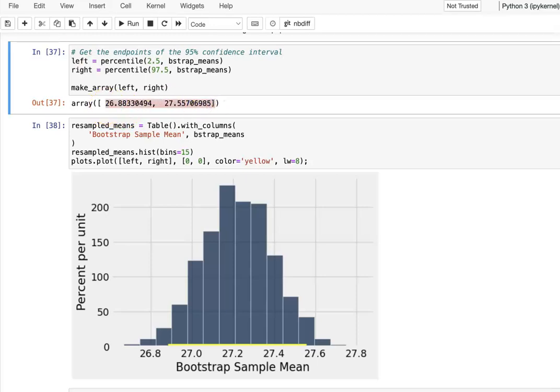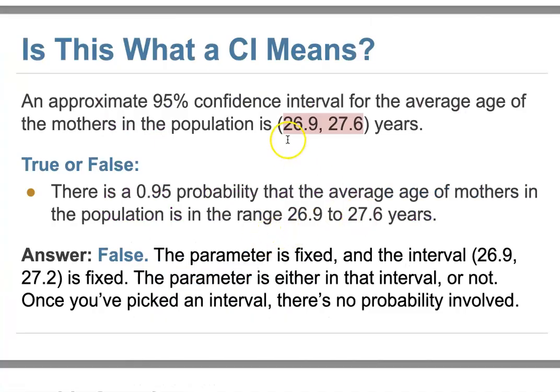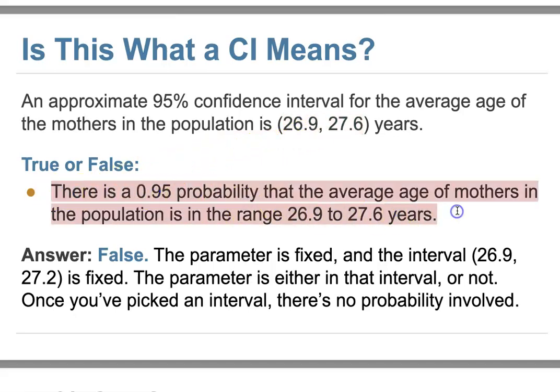Okay, but in this example, the number is different. But it doesn't matter. Either way, we have the 95% confidence level. The average age of the mom will fall into this range. So that's why, if they try to interpret it like this, we see here, true or false: there is a 0.95 probability that the average age of the mom in the population is in this range. So we need to be very careful.